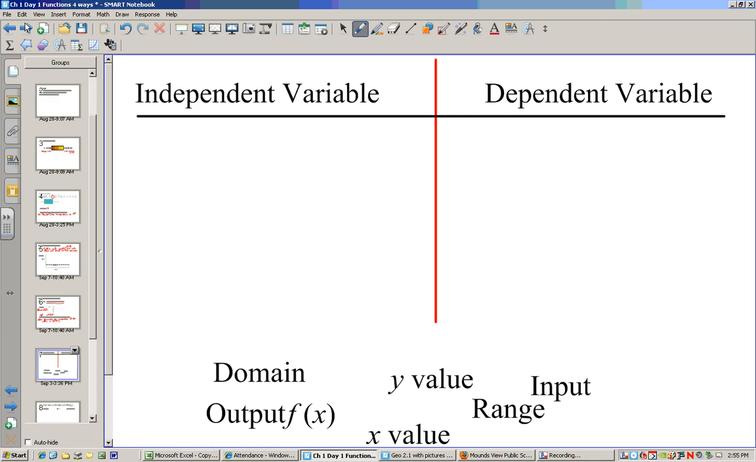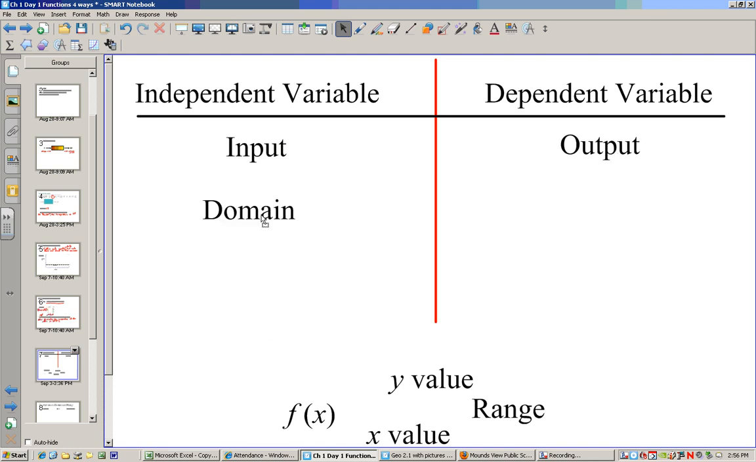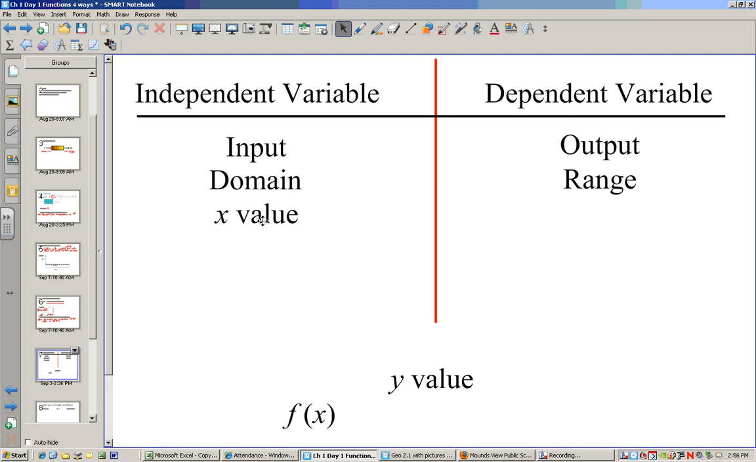All right, now you've heard me say things like independent variable, dependent variable, input, output, domain, range, x value, y value. A lot of these are fairly similar terms. The input is for independent variable. The output would be the dependent variable, whereas the domain is for independent and the range is for dependent variables. The x value, y value, and f of x is usually what we say the dependent.